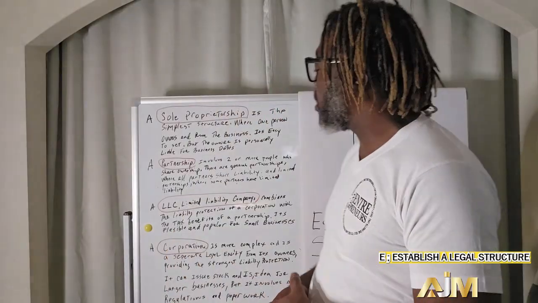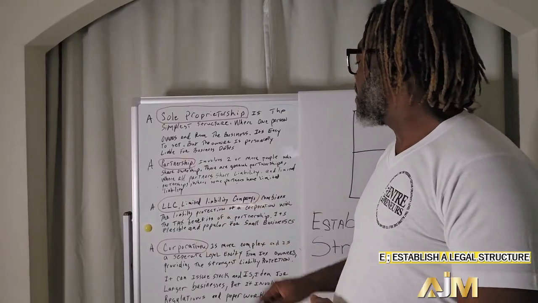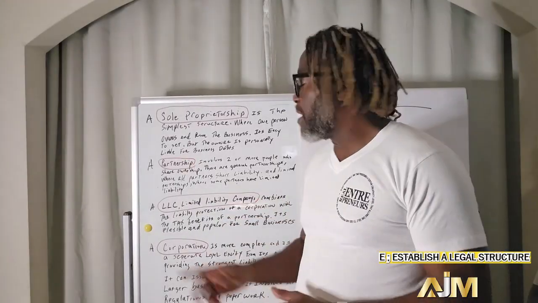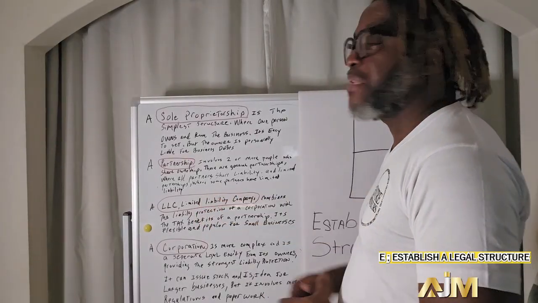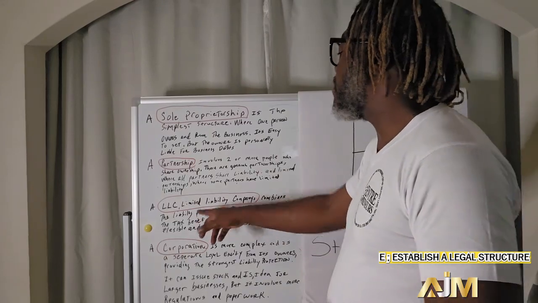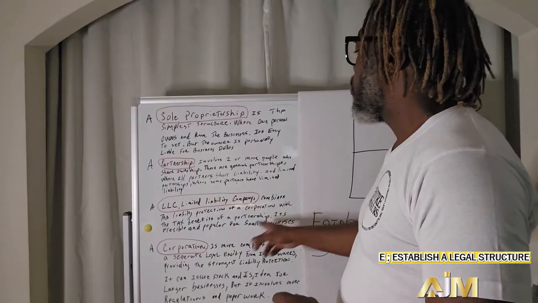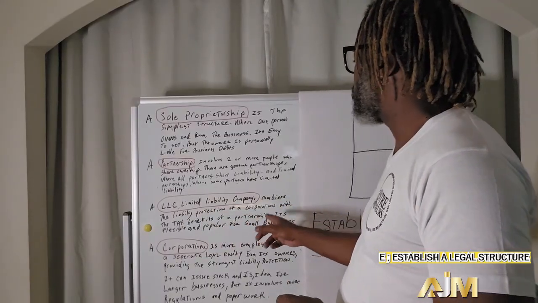Number 3, LLC, limited liability companies. But what is an LLC, a limited liability company? What that is, guys, is it combines the liability protection of a corporation with the tax benefits of a partnership.